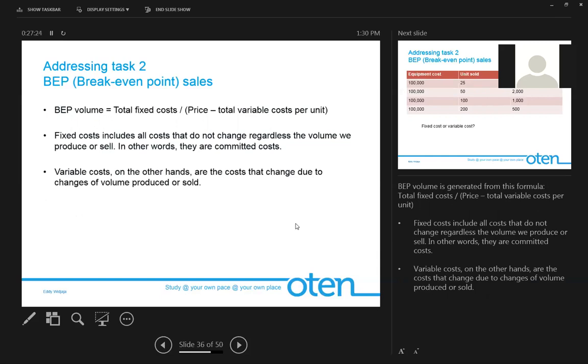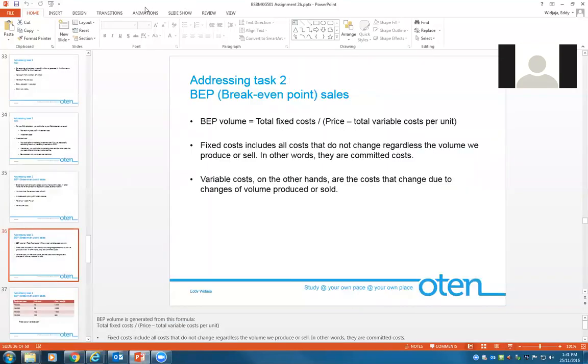Now let's look at this equation to calculate the break-even point sales. BEP volume is calculated as total fixed costs divided by the difference between price and total variable costs per unit. Fixed costs include all costs that do not change regardless of the volume that we produce or sell. In other words, they are committed costs. And variable costs, on the other hand, are the costs that change due to changes of volume produced or sold.